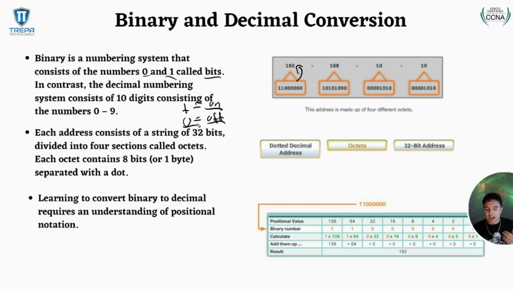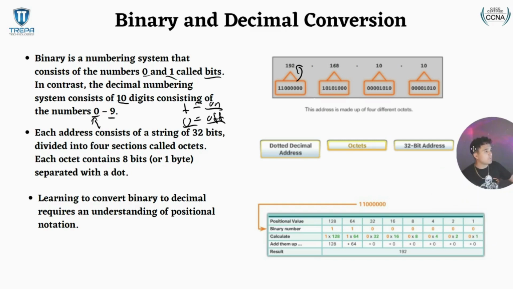Now, the decimal numbering system consists of 10 digits, 0 through 9. Now what? 0 through 9? That's right. In machine language and technology, that 0 counts as a number. So if we count on our fingers, 0, 1, 2, 3, 4, 5, 6, 7, 8, 9, that's 10 fingers. 0 through 9 is 10 digits. Now, since this is a network administrator course, we're only going to deal with binary as it relates to IPv4 and IPv6.